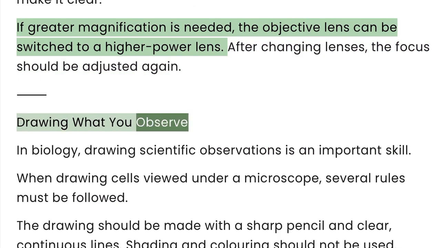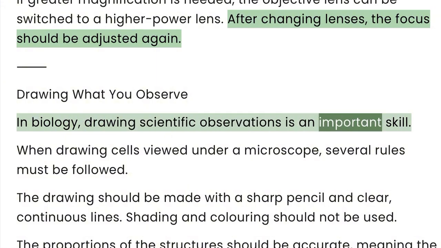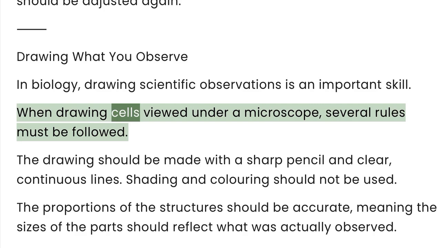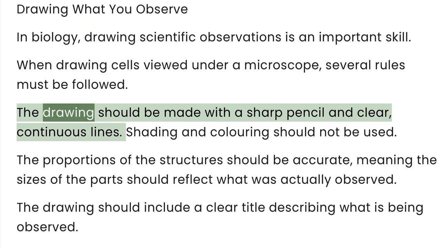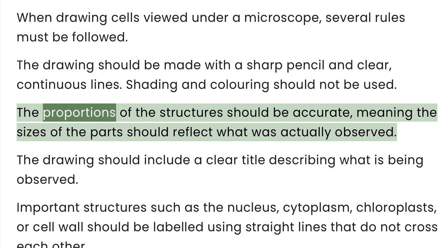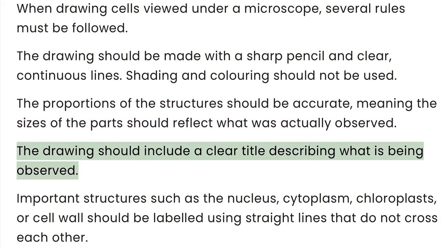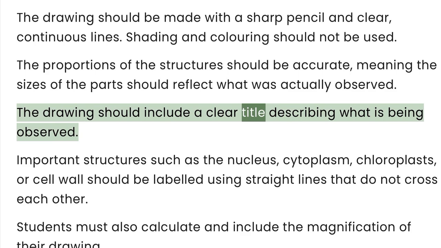Drawing what you observe. In biology, drawing scientific observations is an important skill. When drawing cells viewed under a microscope, several rules must be followed. The drawing should be made with a sharp pencil and clear, continuous lines. Shading and coloring should not be used. The proportions of the structures should be accurate, meaning the sizes of the parts should reflect what was actually observed. The drawing should include a clear title describing what is being observed.